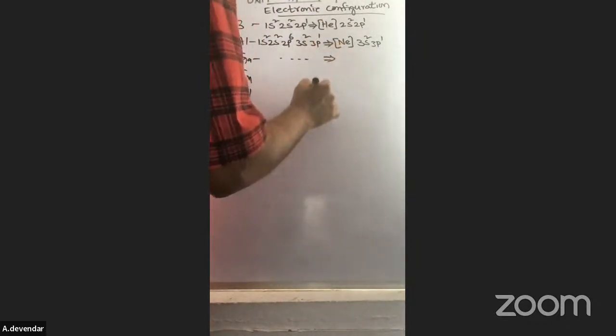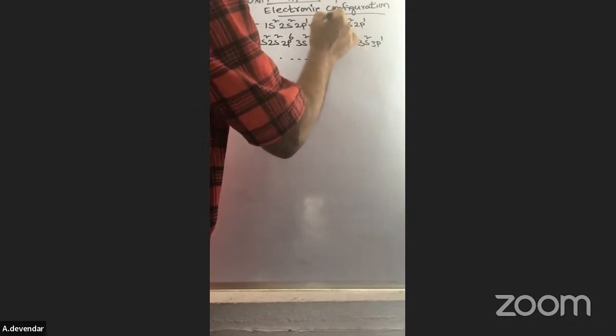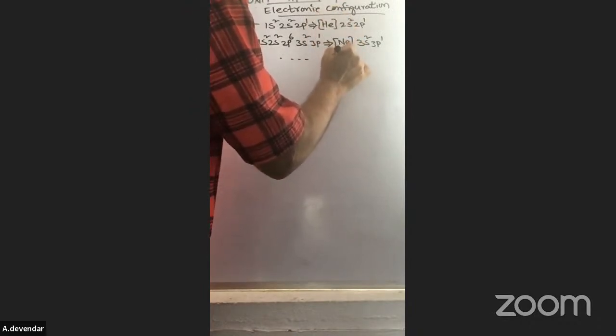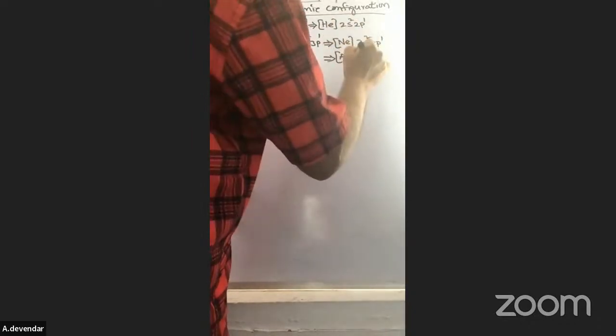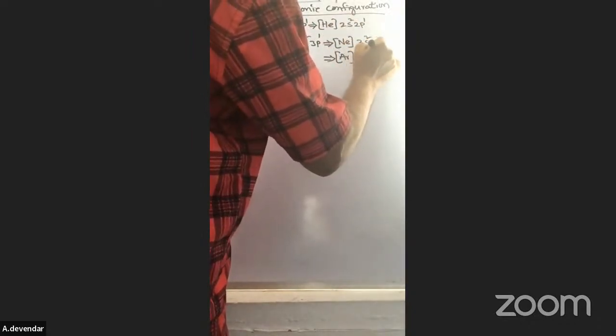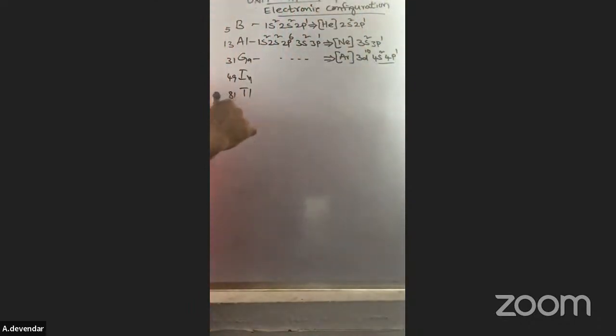Similarly, gallium is 31. If you have the patience, you can write it out in full; otherwise no need, just write the short form of the electronic configuration. After helium, neon, argon, and argon is the 18th element in the periodic table, we get 3d10, 4s2, 4p1. These are the valency electrons.